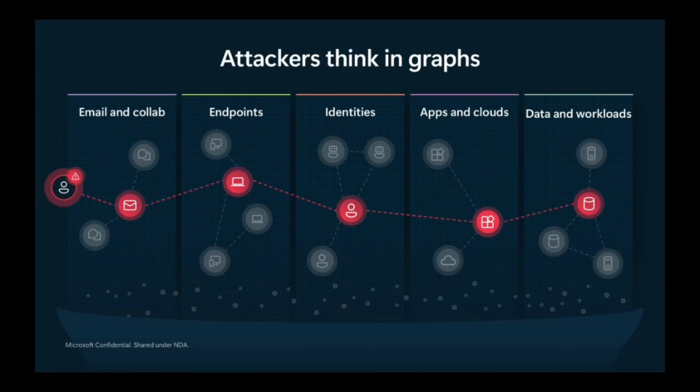And they move laterally, escalate privileges. They're targeting one of your assets there. There is a known phrase, you probably heard it if you're following John Lambert: Defenders think in lists, attackers think in graphs. As long as this is true, attackers win.